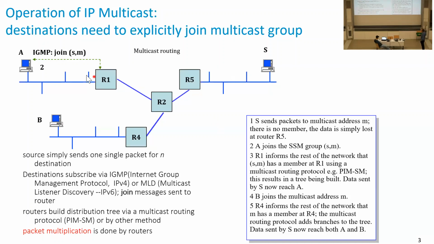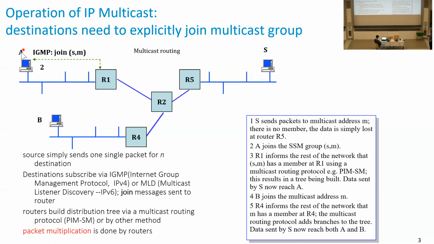Now say A wants to receive the data. Then A needs to actively do something. With IPv4, it's called IGMP. With IPv6, it's called MLD, but it's the same thing. It's the group management protocol, or the multicast listener discovery protocol. It means essentially A is saying to the router, I would like to receive the data of this multicast group. And here I'm assuming it's SSM, source-specific multicast. So A is saying, I want to join this group. Join means as a receiver, as a listener, I want to receive the data.